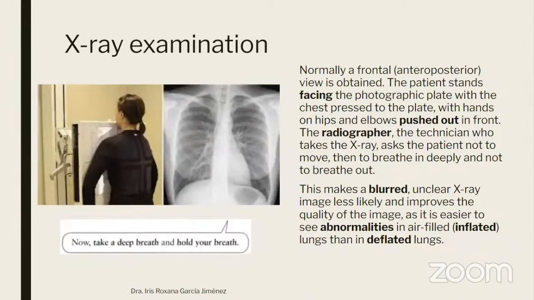When we talk about the X-ray examination, we know X-rays certainly need a specific position from the patient for taking the best picture, the best X-rays. Normally, a frontal view is obtained, I mean an anteroposterior. For example, the patient stands facing the photographic plate. This big one is a photographic plate, with the chest pressed to the plate, with hands on hips and elbows pushed out in front. You can see.